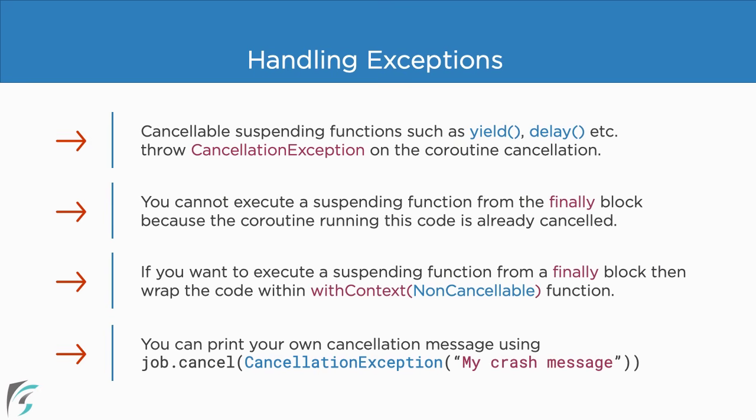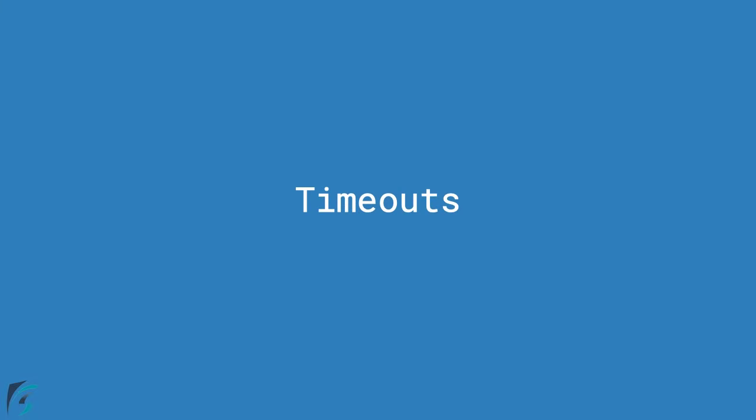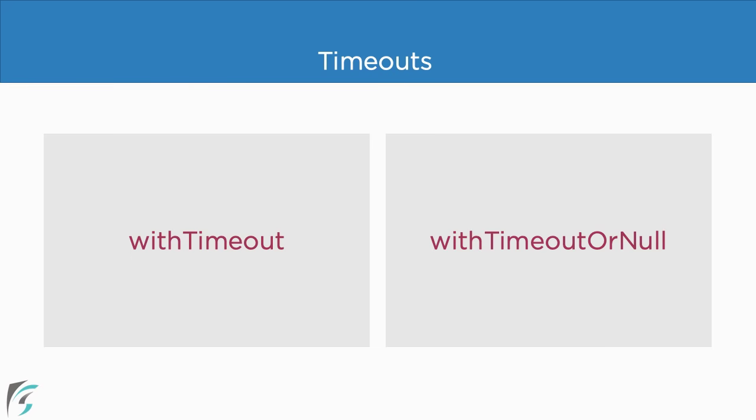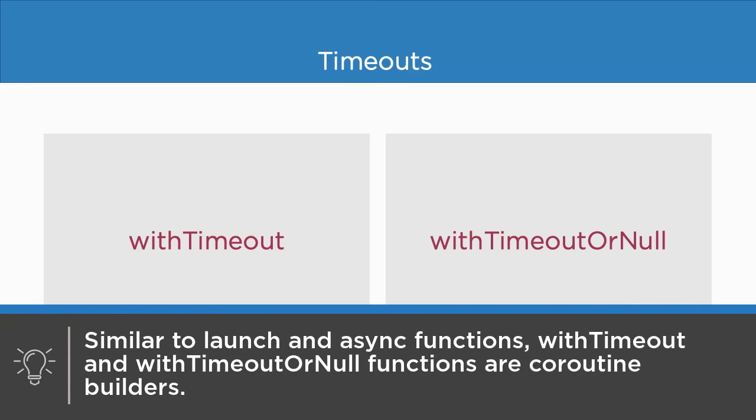Now that we know how to handle exceptions, let us move on to the next section of this video, that is timeouts. Well, suppose you launch a coroutine that is taking more time than expected to finish its work. Then in that case, you can cancel your coroutine. And for time-bounded tasks, Kotlin provides us with special functions, such as withTimeout, and also withTimeoutOrNull. These two functions are basically coroutine builders. That is, just like the launch and async functions, they also create coroutines. So let us see how to use them in our program.